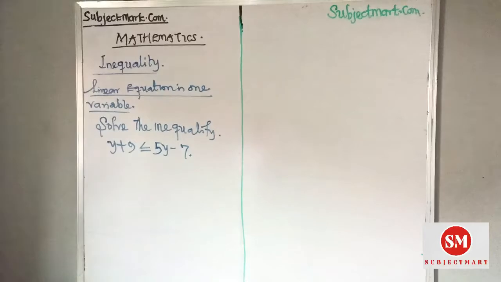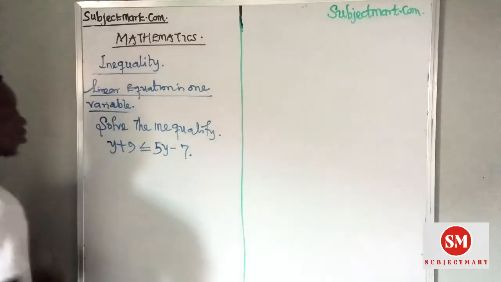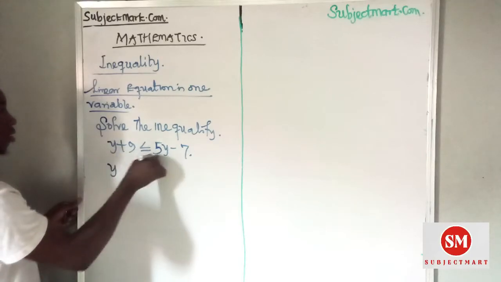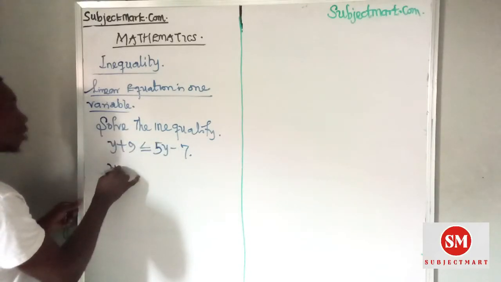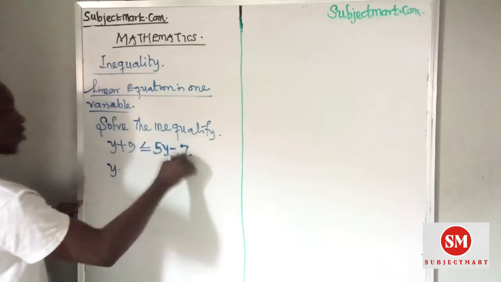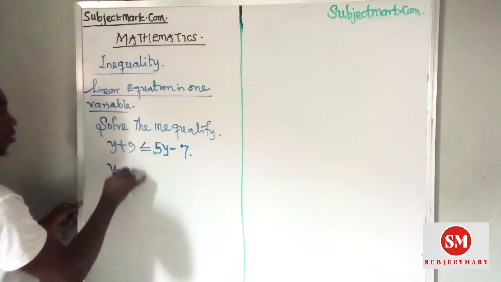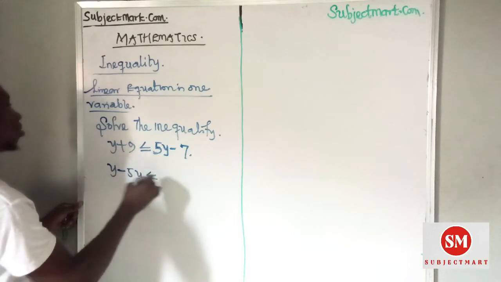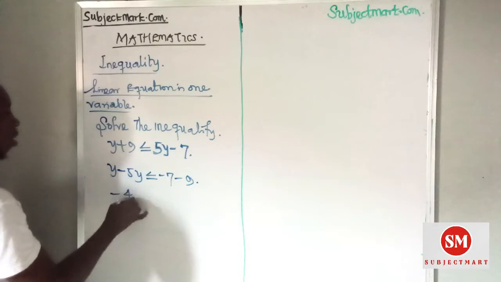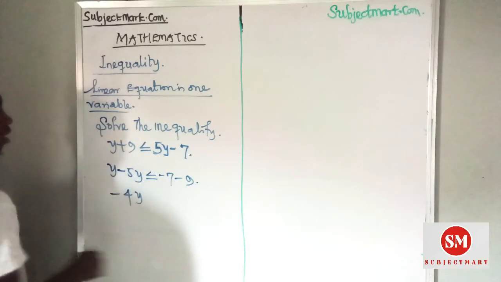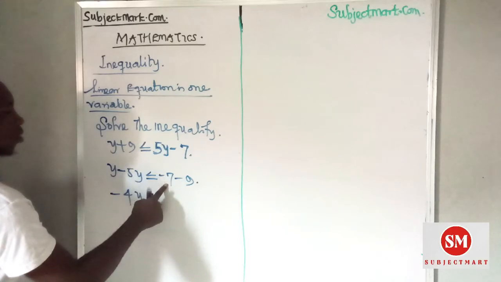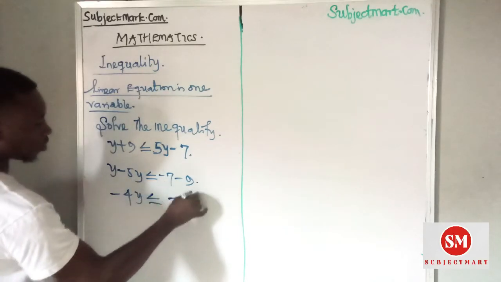Here, I would like us to pay close attention to this question. y plus 9 is less than or equal to 5y minus 7. So y minus 5y, that is collecting like terms, is less than or equal to minus 7 minus 9. So this is now minus 4y, less than or equal to minus 7 minus 9, that is minus 16.